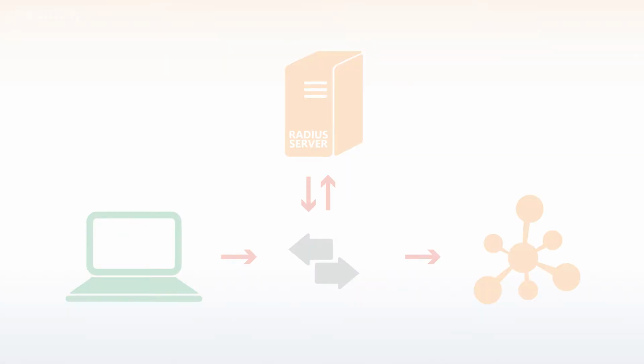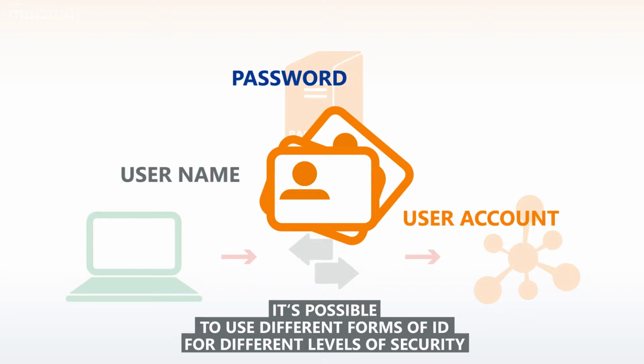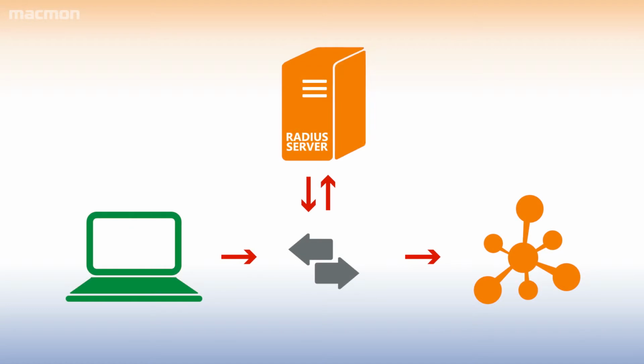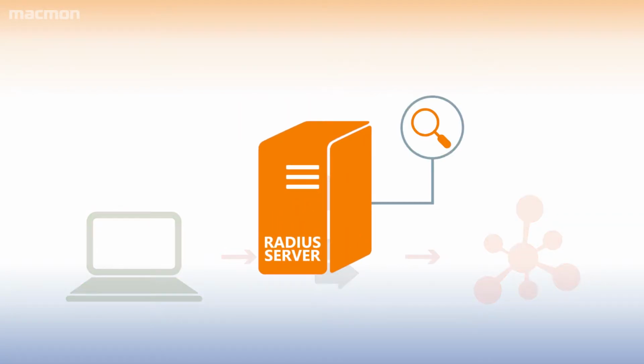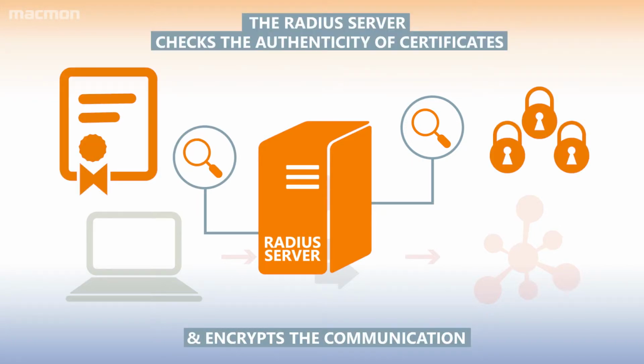In doing so, you can use different forms of ID for different levels of security, such as username and password, AD accounts, computer accounts, or even certificates. In the process of verifying IDs, a so-called radius server is used to check the authenticity of a, let's say, certificate. The radius server also takes on the part of encrypting the communication.